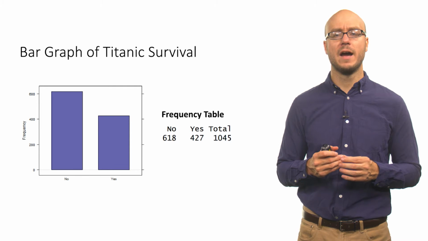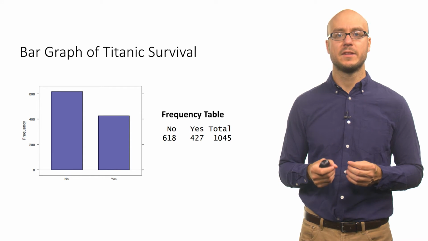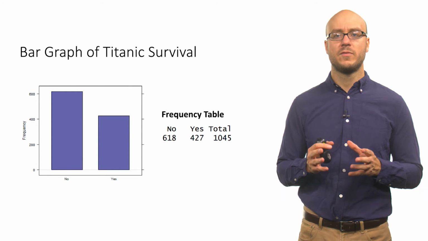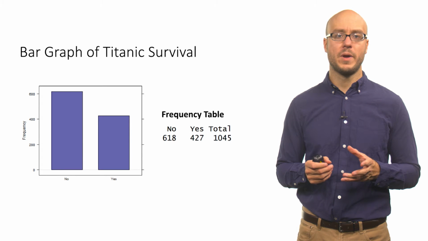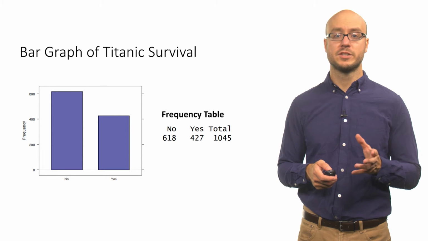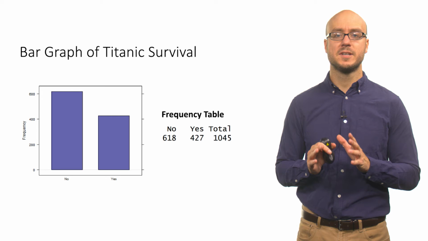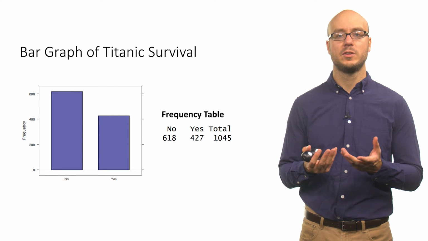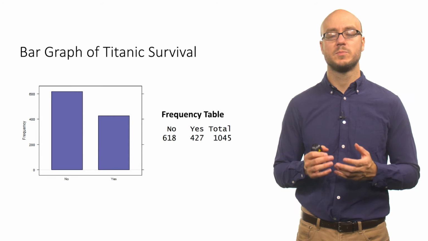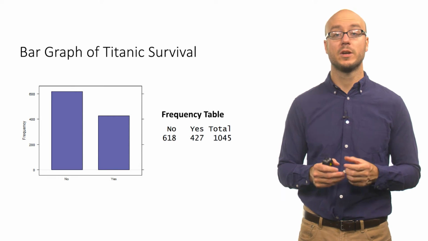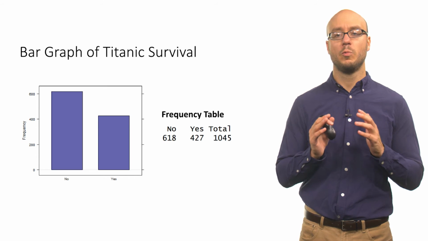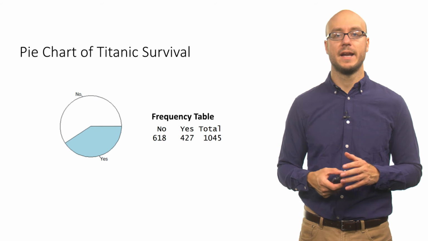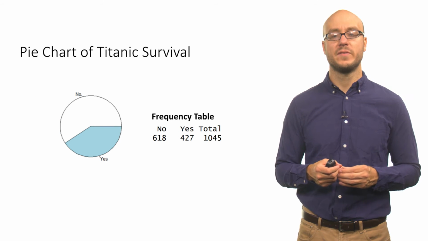So let's look at a bar graph of surviving the Titanic. This is a bar graph of counts, so it's a frequency bar graph. And I've presented the frequency table for comparison, and you can see that the bar graph just duplicates the findings from the frequency table, but sometimes it's useful just to visualize the difference, especially to really understand the differences between the number of observations in each category. So the bar graph clearly shows that we have more people who did not survive the Titanic than those who did survive the Titanic.